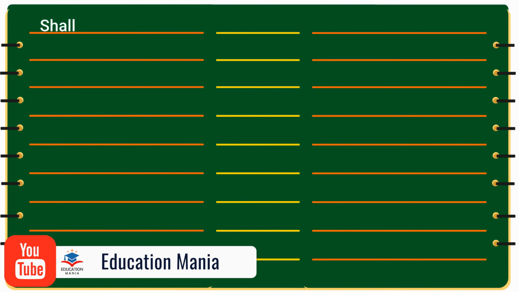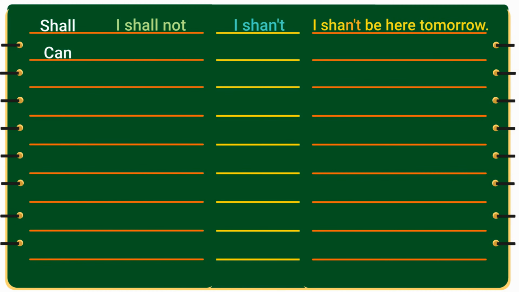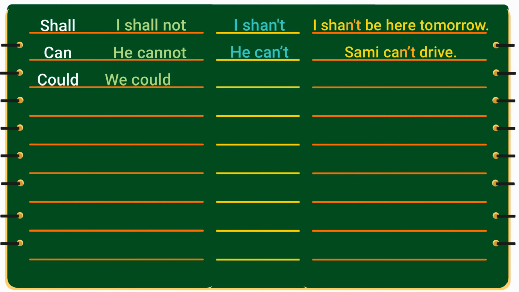Shall. I shall not. I shan't. I shan't be here tomorrow. Can. He cannot. He can't. Sammy can't drive. Could. We could not. We couldn't. We couldn't sleep last night.